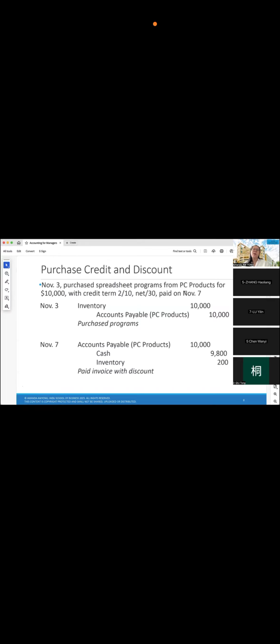And in this case, it was paid on 7th of November, which is just 4 days after 3rd of November. And so in this case, the credit discount actually applies. Okay, so then you can write, in the exam, remember to include discount when you write the journal entries. So what are the different entries for purchases?